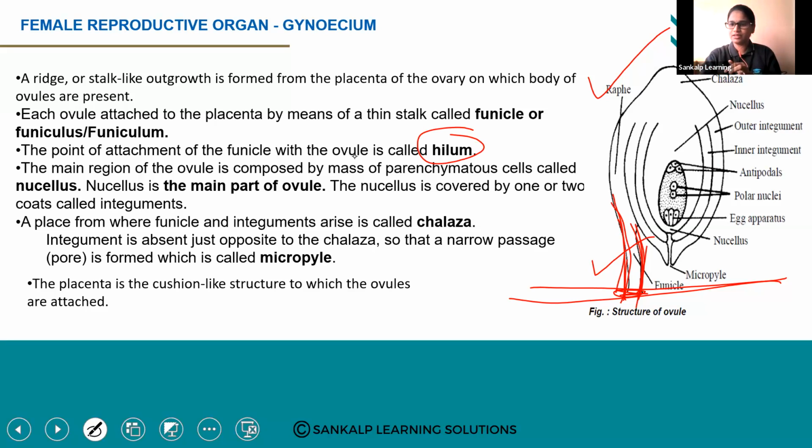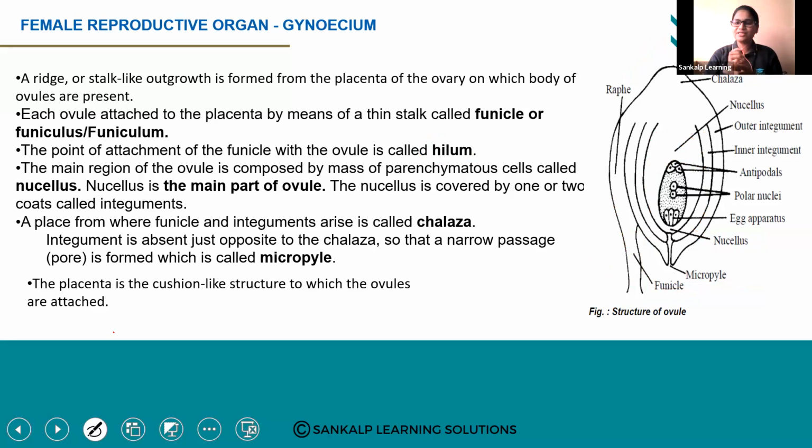So you can see here the nucellus. The ovule consists of a mass of parenchymatous cells. This region is called the nucellus, which provides nutrition to the developing embryo. Nucellus is the main part of the ovule. The nucellus again is covered by layers. The inner part is made up of many cells, which are parenchymatous cells. Nucellus is made up of a mass of cells, and the cells are absent at one end.